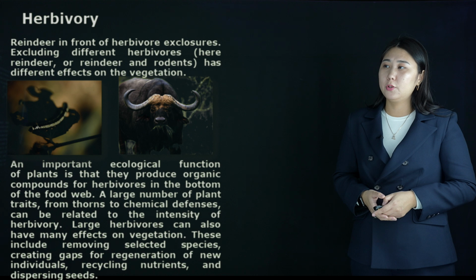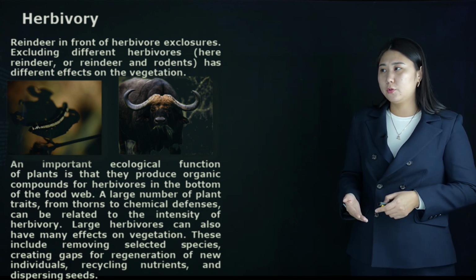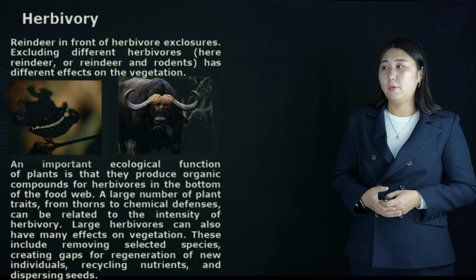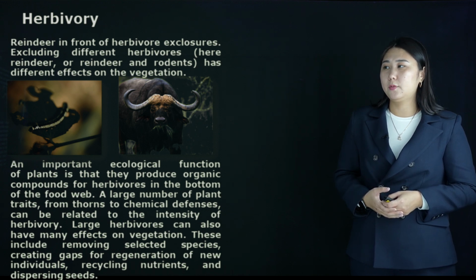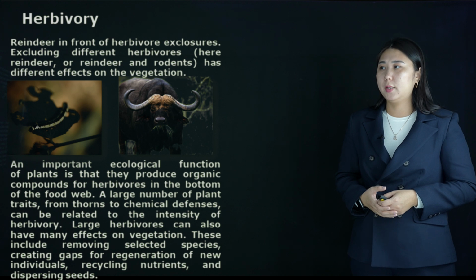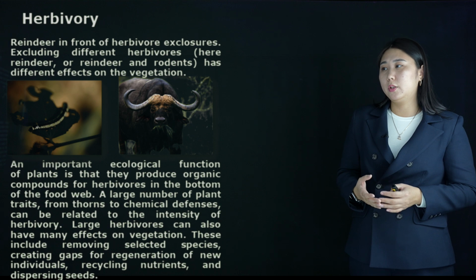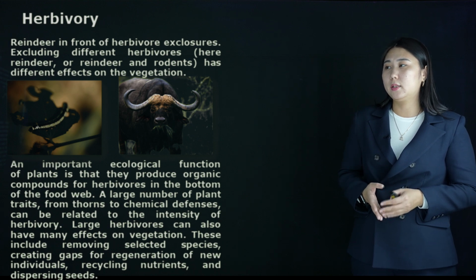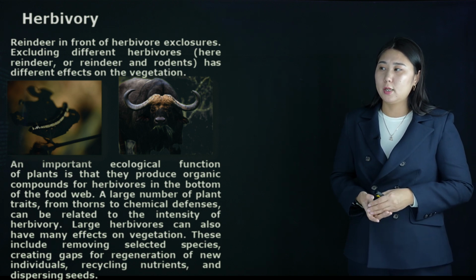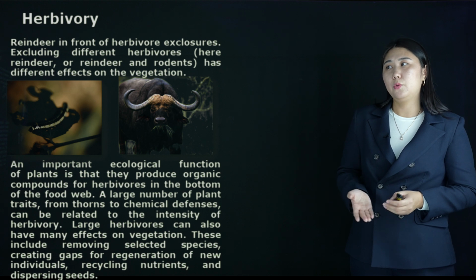An important ecological function of plants is that they produce organic compounds for herbivores at the bottom of the food web. A large number of plant traits, such as chemical defenses, can be related to the intensity of herbivory. These effects include removing selected species, creating gaps for regeneration of new individuals, recycling nutrients and dispersing seeds, so they can influence each other.